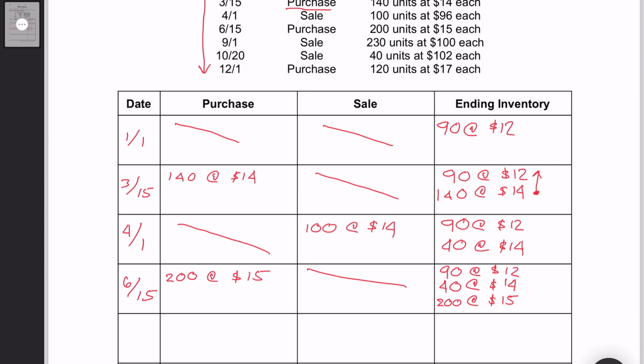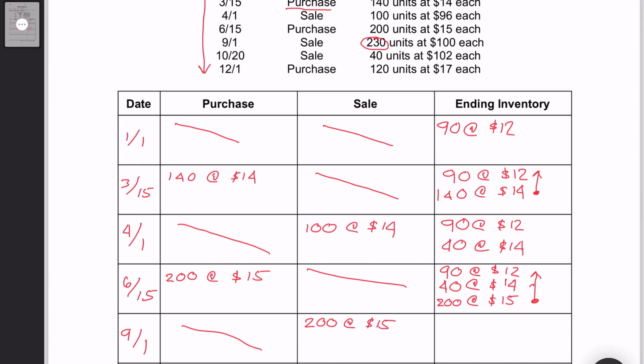The next transaction that we had occurred on 9/1. And that's going to be a sale, so there's no purchase associated with it. And we sold 230 units. So what we're going to do again, we're going to start from our newest units here at the bottom and allocate them to our oldest. So with 230 units, the first one that I have, I can allocate 200 of these units at $15.